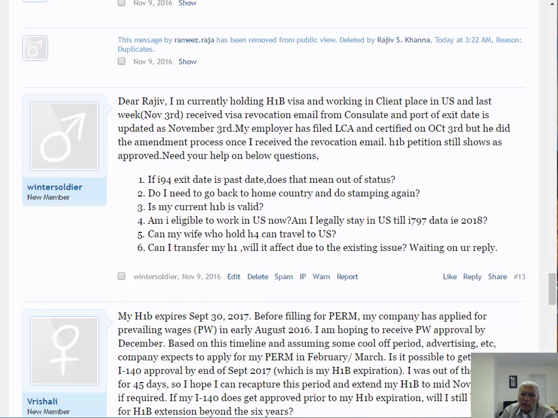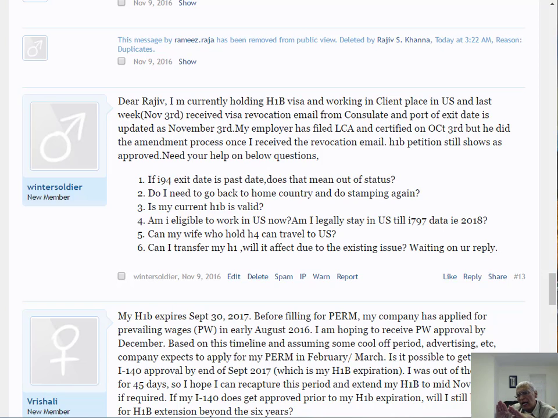No, I just checked with CBP and they have removed that port of exit. But previously it was submitted as November 3rd, and I contacted them and without any reason they just removed it. They asked me to check it. So now it's empty. So I guess that port of exit is fine now. But still that email revocation exists.